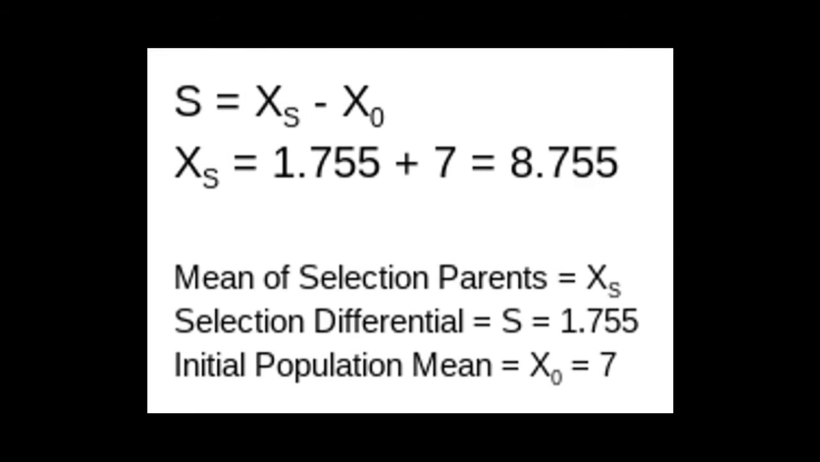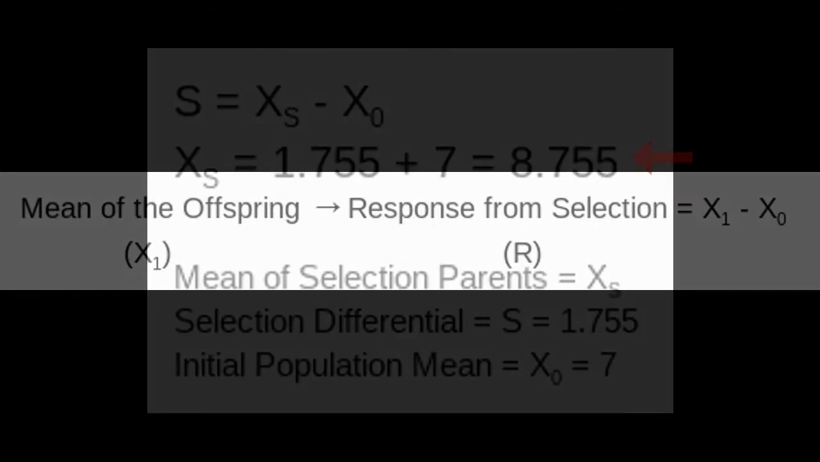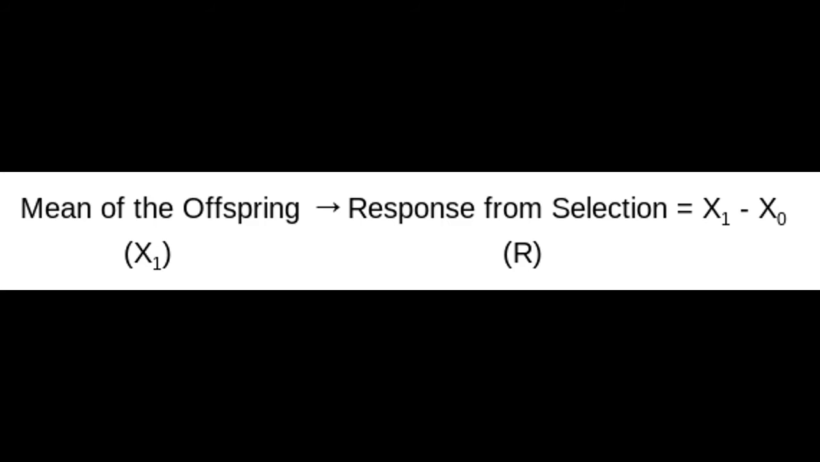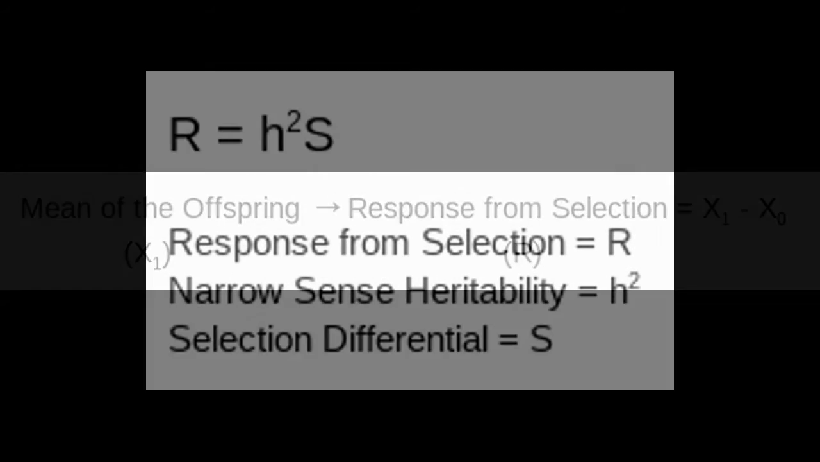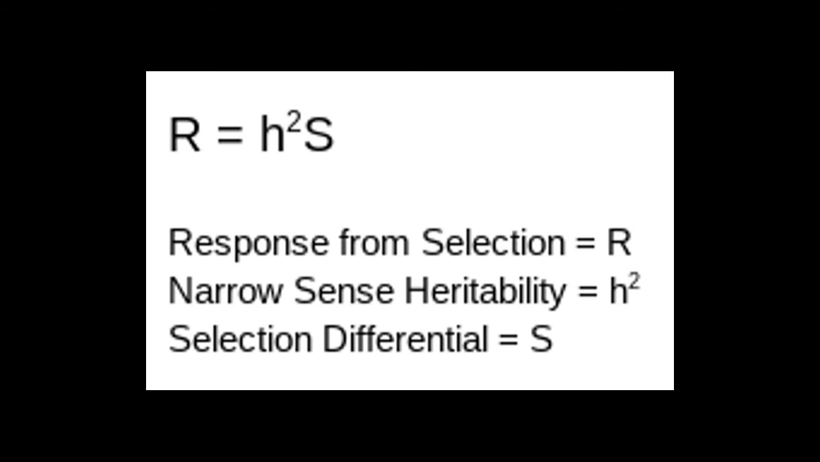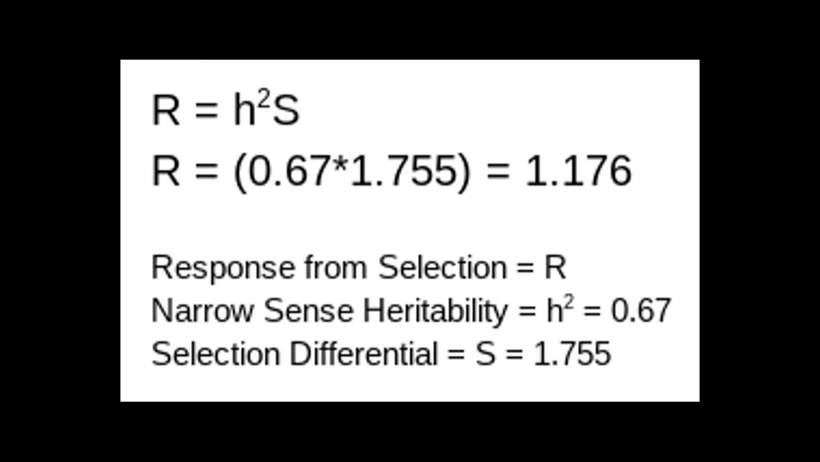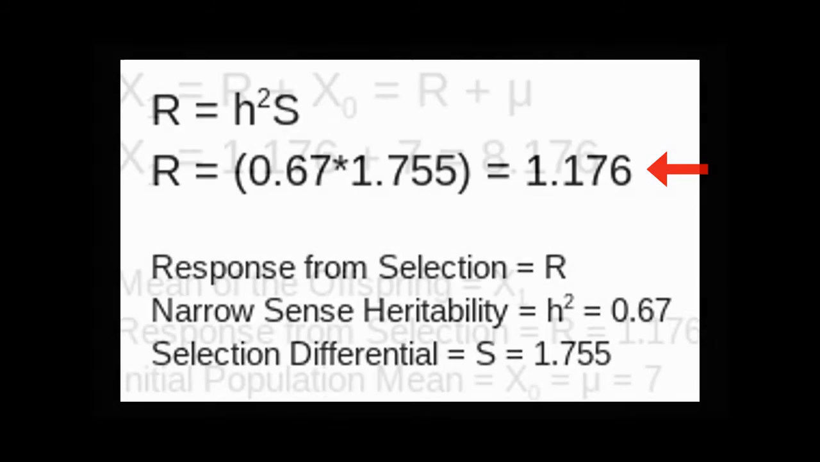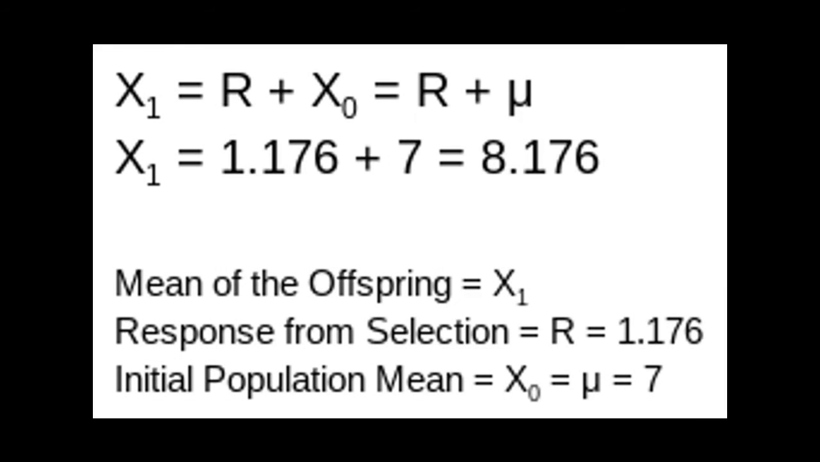Using this value, I can calculate the mean of the selected parents by adding the initial population mean, and determine that x sub s equals 8.755. Lastly, to determine the mean of my new offspring population, I will need to calculate the response to selection, which is the difference between the mean of the offspring and the initial population mean. The formula for response to selection is R equals the narrow sense heritability times the selection differential. Plugging these values in gives a response to selection value of 1.176. Using the response to selection value, we can add this to the initial population mean to determine the mean of the next generation, which is 8.176.